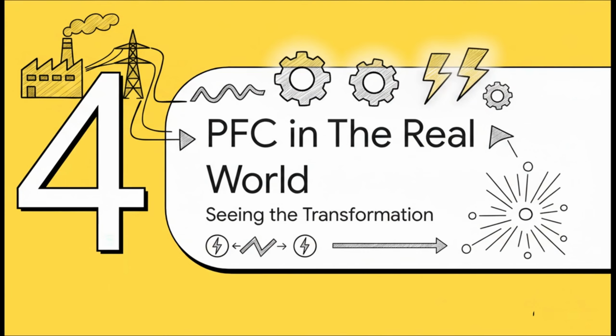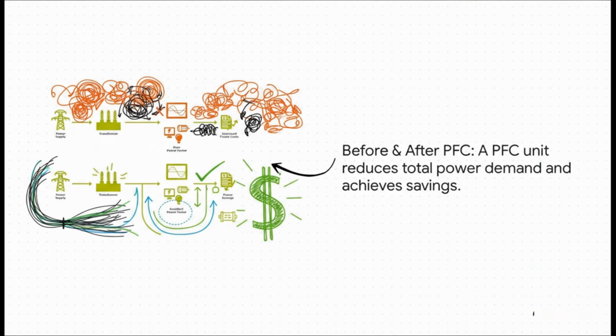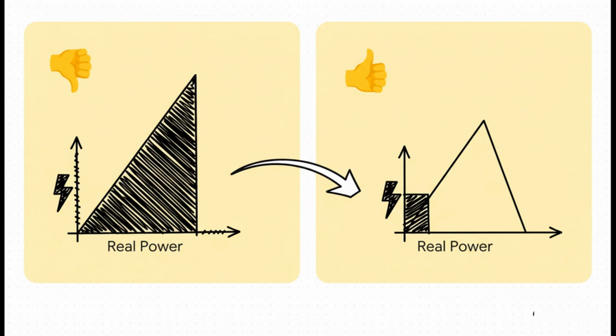Okay, so theory is great, but let's get real. What does this transformation actually look like when you put it into practice? And this diagram, wow, this says it all, doesn't it? Look at the top system. Without PFC, it has to draw this huge amount of apparent power from the utility. It's inefficient, it's costly. Now look at the bottom. Once that PFC unit is installed, it handles the reactive power on site. The result? The total power drawn from the grid shrinks dramatically, the system runs more efficiently, and the bills start going down.